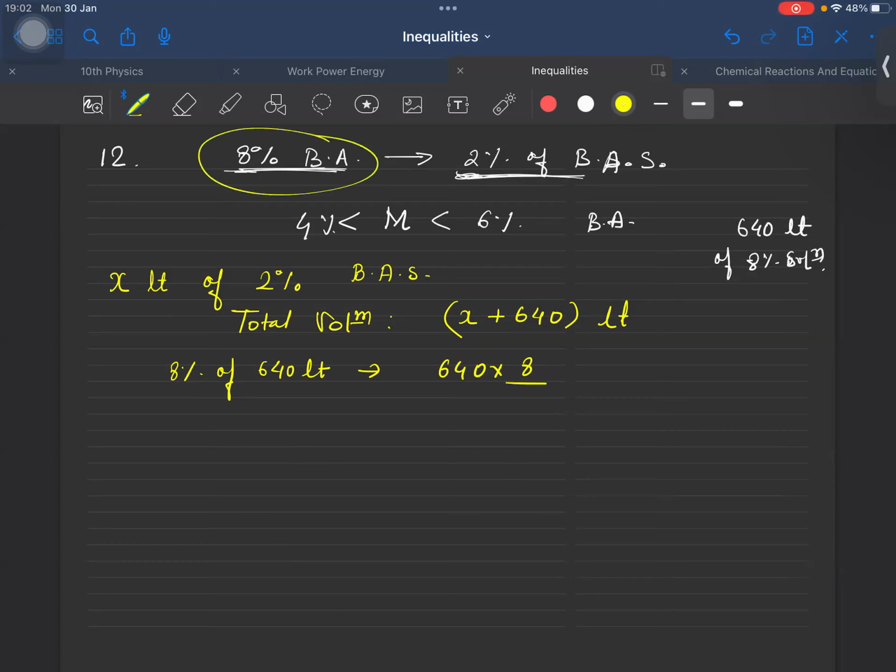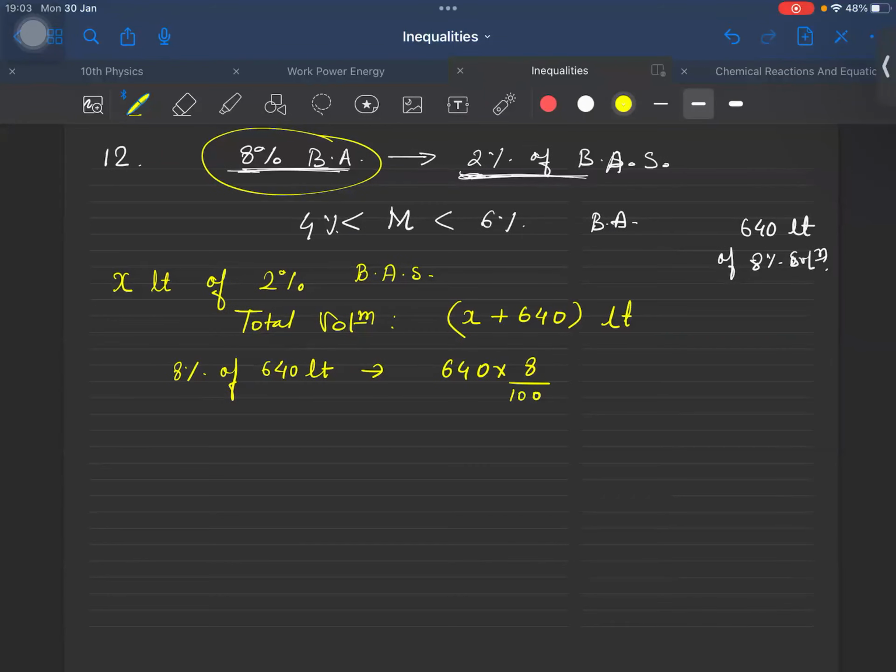The 8% solution is being diluted with 2% boric acid solution. So 8% of 640 is 640 into 8 upon 100 liters. Now 2% of x will be added. So 2% of x liters will be x into 2 upon 100 liters.